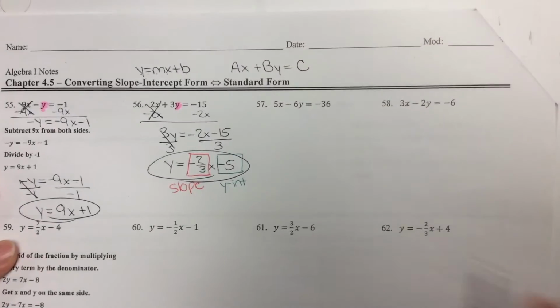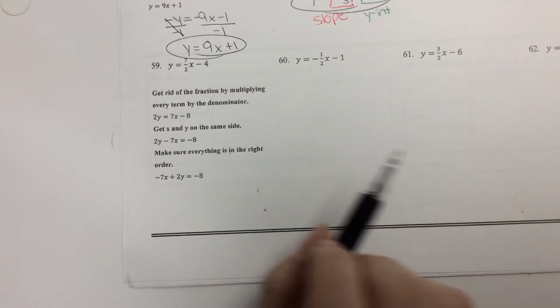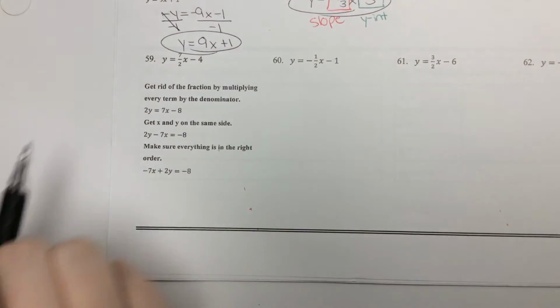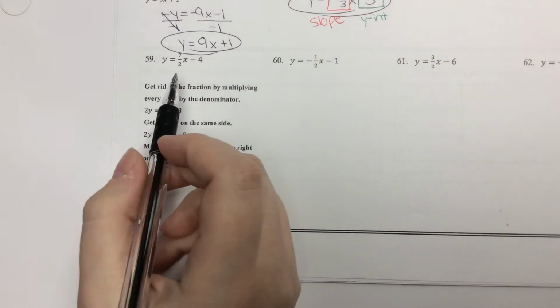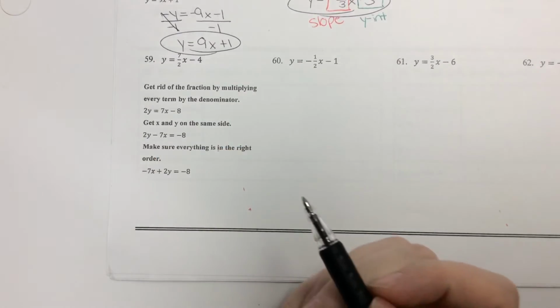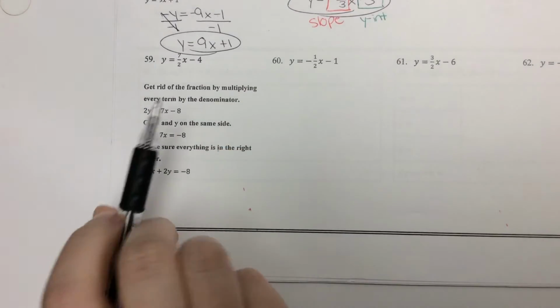Okay, so I want you to try 57 and 58 on your own. Let's jump down and look at two examples going the other way with this. So now number 59, we have an equation in slope-intercept form. We would like it to be in standard form.